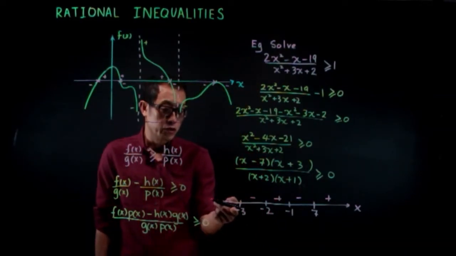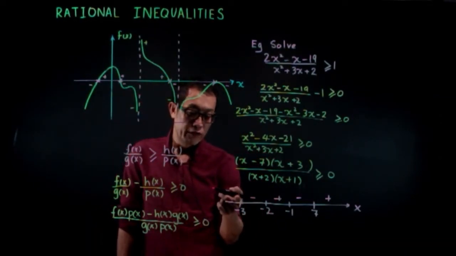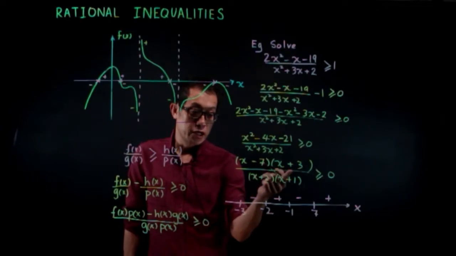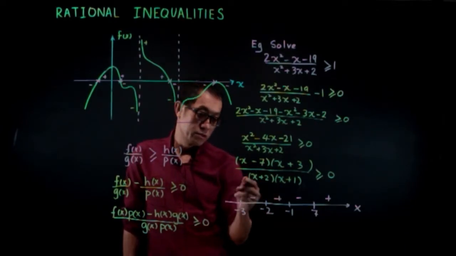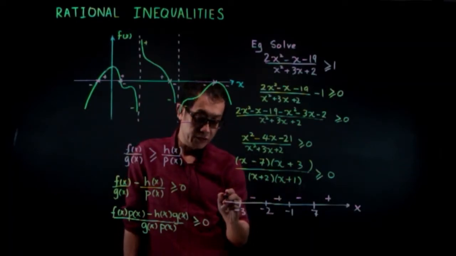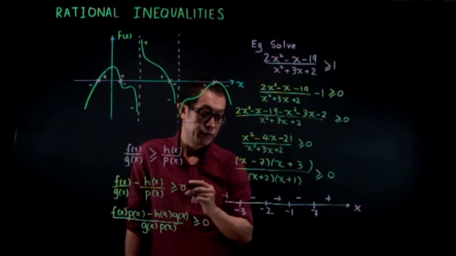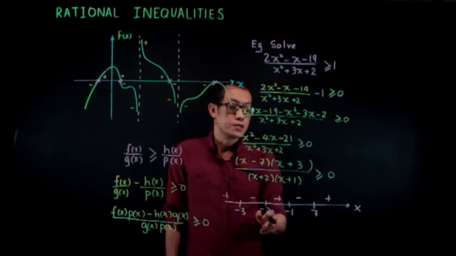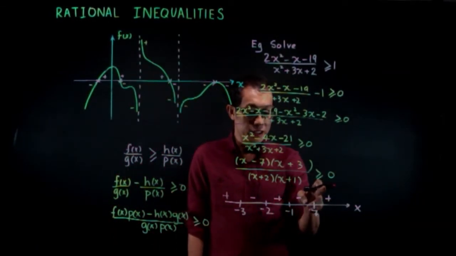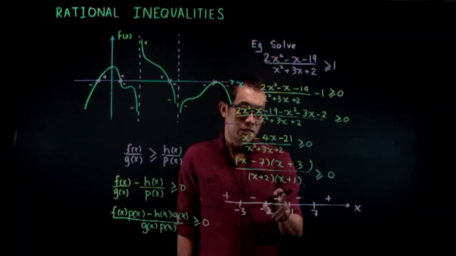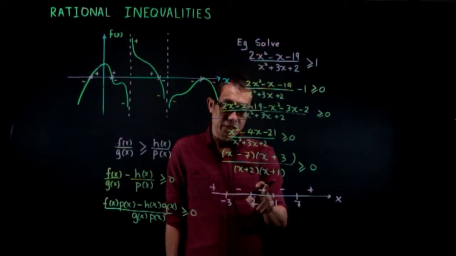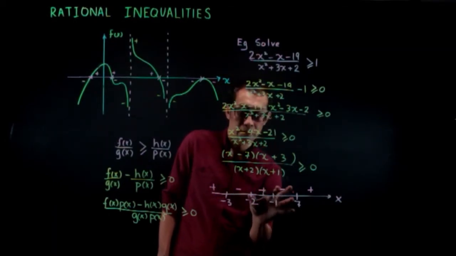Now next we move on to minus 3. You put a value that is smaller than minus 3. Let's say you put minus 1,000. Then you can try to do this yourself and you'll find that this is positive. So the graph is positive at this region. It's below the x-axis at this region. The graph is above the x-axis at this region and this region. It's below the x-axis at these two regions.